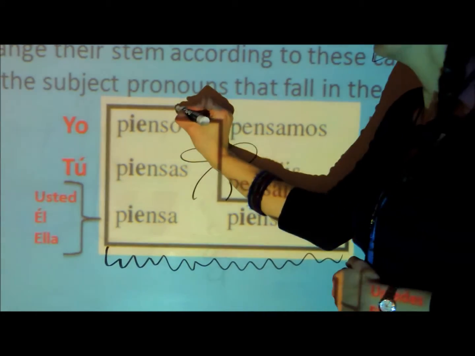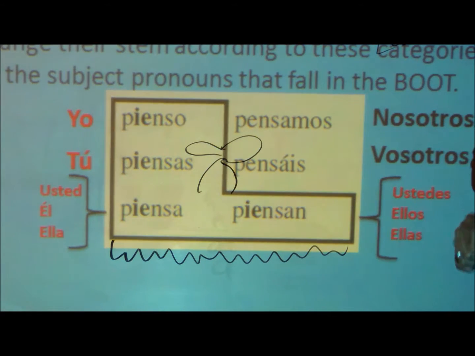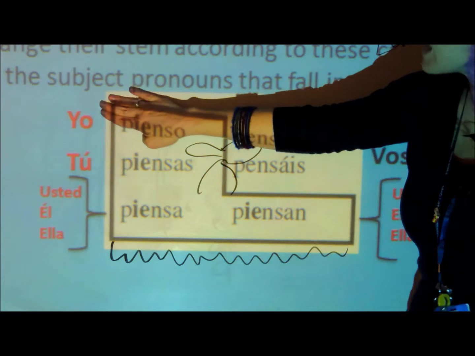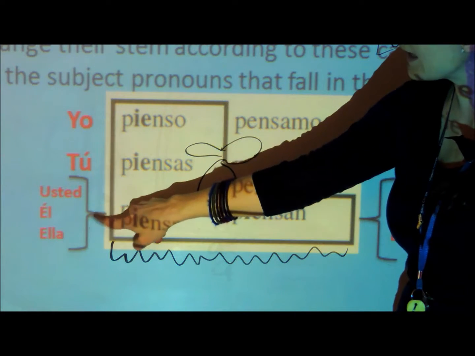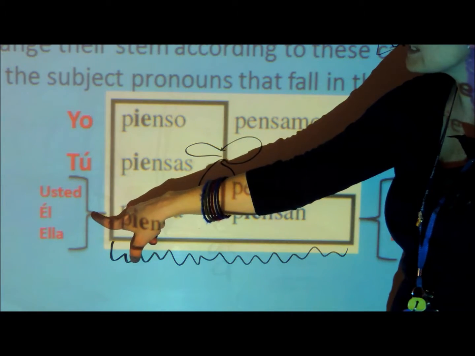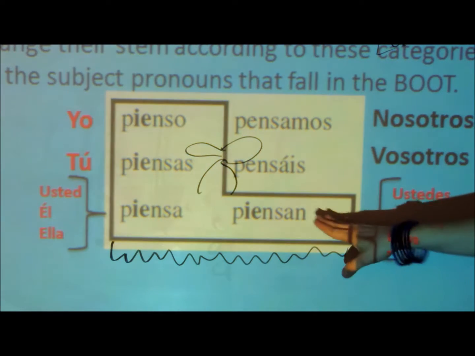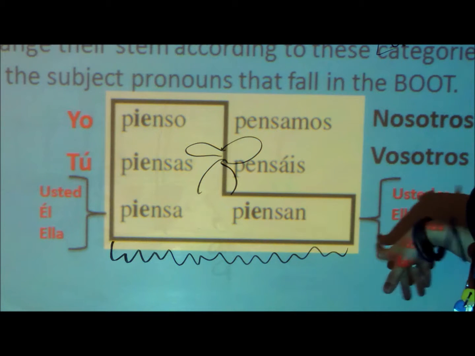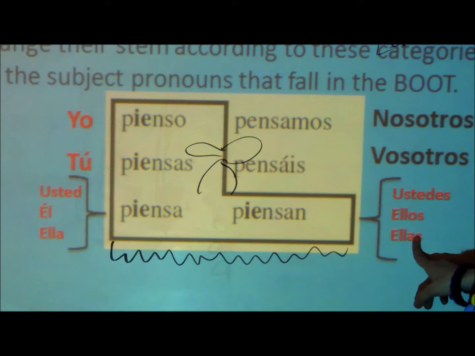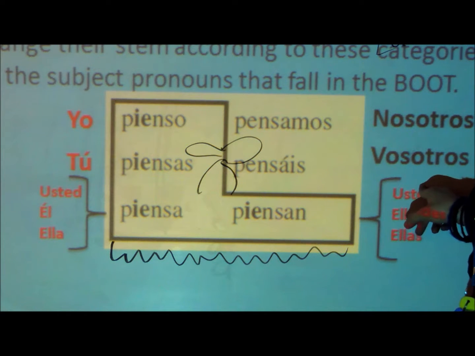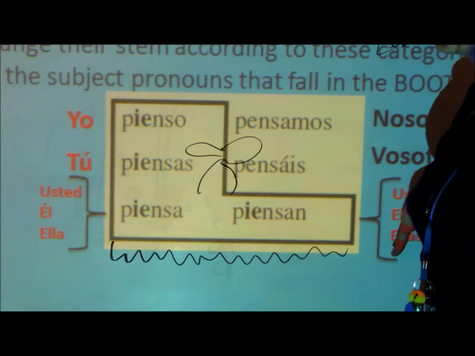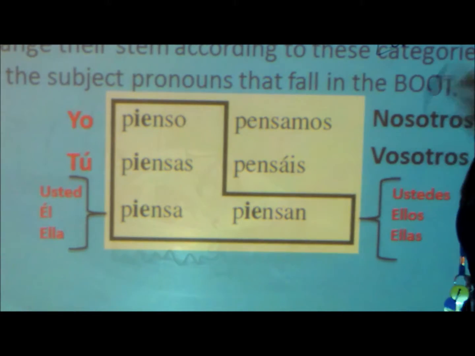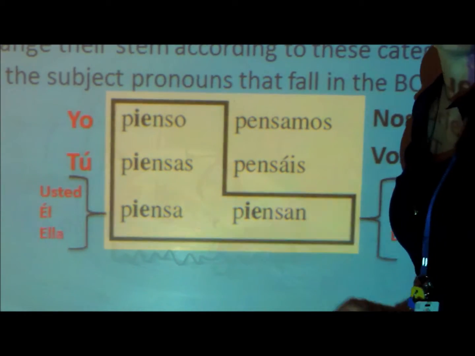So this is our boot, right? And as you guys can see, it's all of the singular column. So yo, I, tú, you, usted, you formal, él, he, and ella, she. And the third person of the plural column. So ellos and ellas for they, and also the second person for you all, ustedes, which is used outside of Spain. Okay? So good. So let's take a look at what it looks like to change the stem.